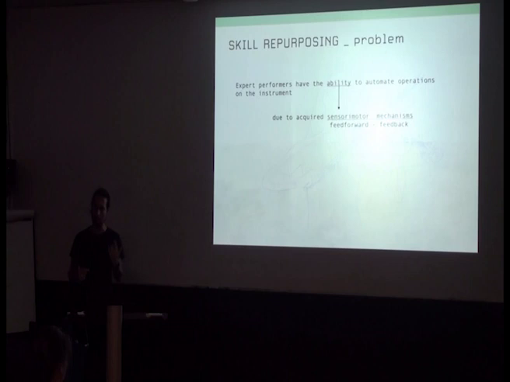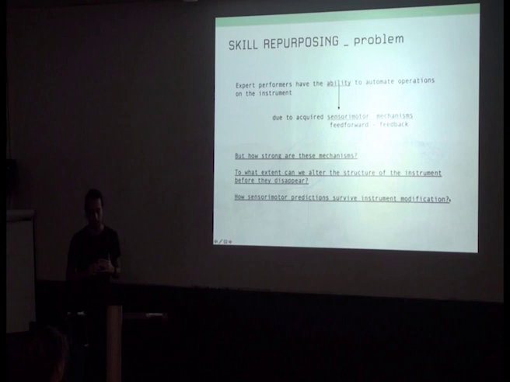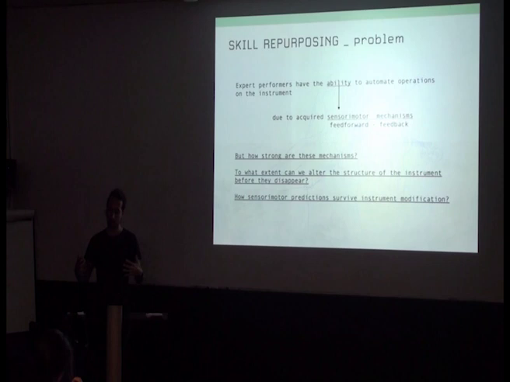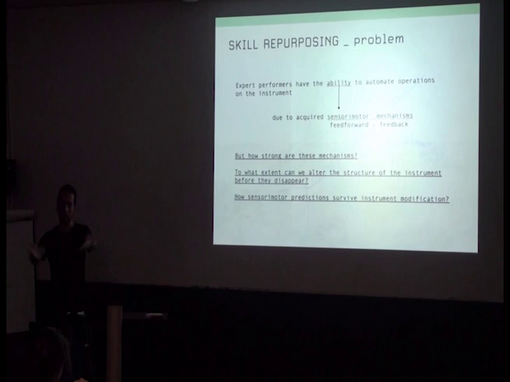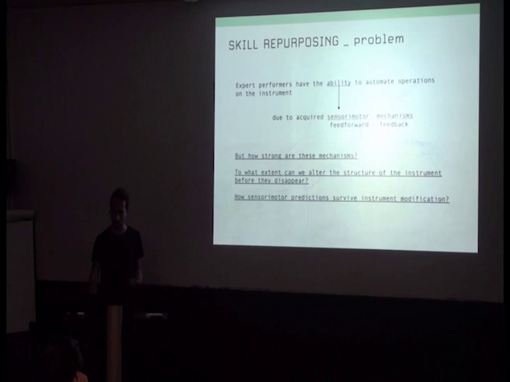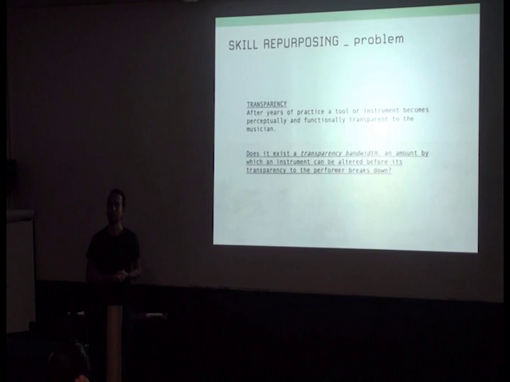But anyway, the idea is that, okay, good, there are these sensory motor mechanisms, but how strong are they? If we want to reuse this mechanism for a new instrument, to what extent can we alter the structure of the instrument before these mechanisms disappear? So if I give Raul, who is a piano player, a piano that is a little bit different, how different can it be before he's no longer able to play it? That's a little bit the idea. So how do sensory motor predictions survive instrument modification? And this is the problem of transparency that we were talking about last night in front of a Porsche.